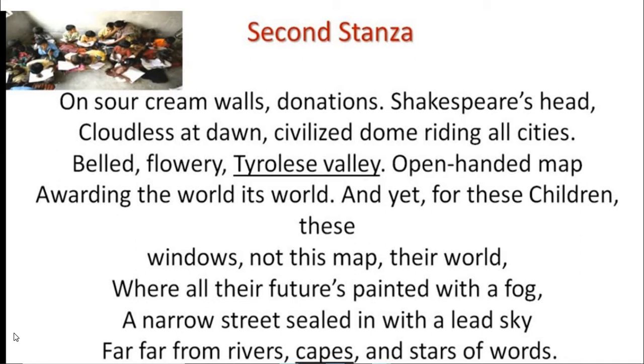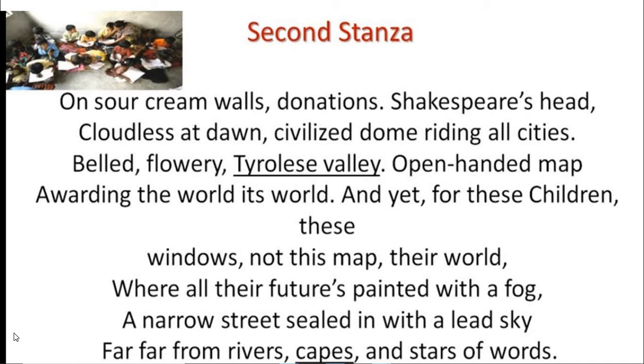Shakespeare's head, cloudless at dawn, civilized doom riding all cities, belt flowery Tyrolese valley, open-handed map awarding the world its world. And yet, for these children, these windows, not this map, their world, where all their future is painted with a fog, a narrow street sealed in with a lead sky, far, far from rivers, capes, and stars of words.